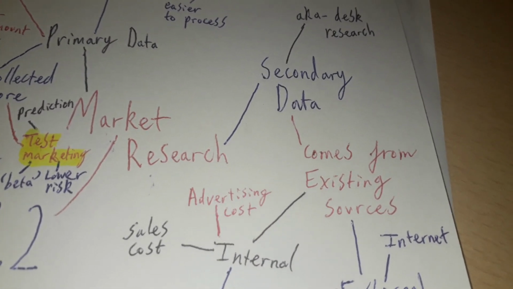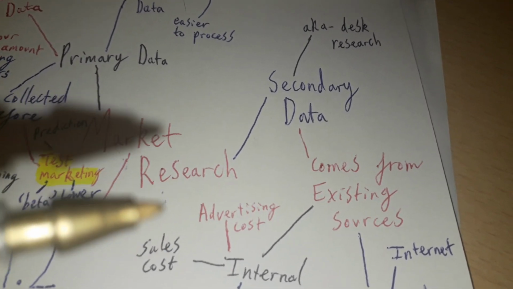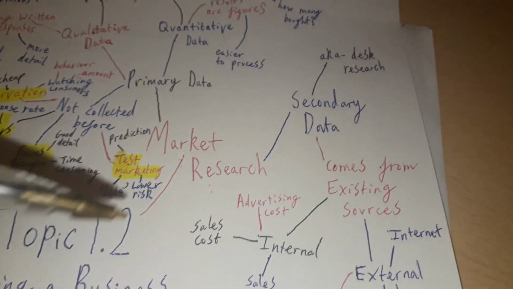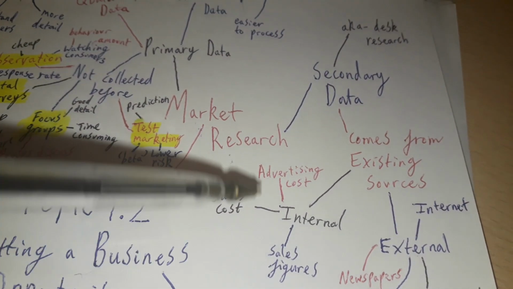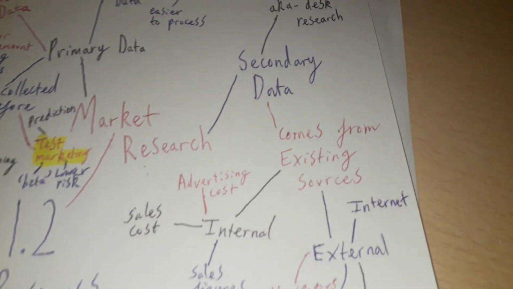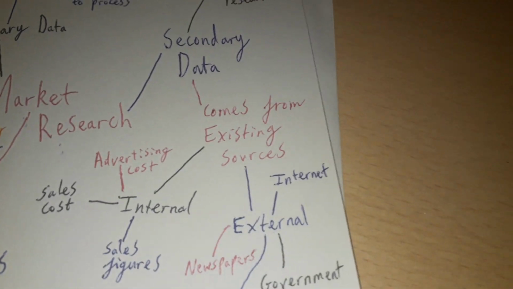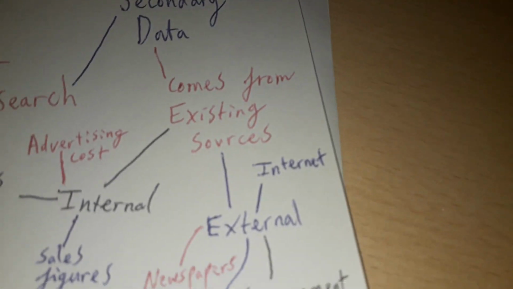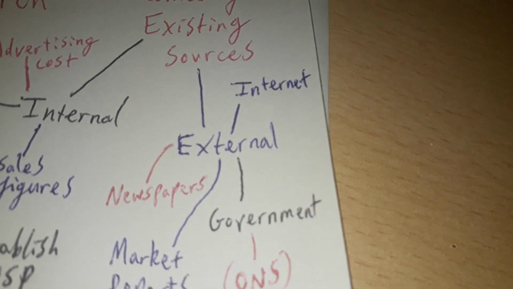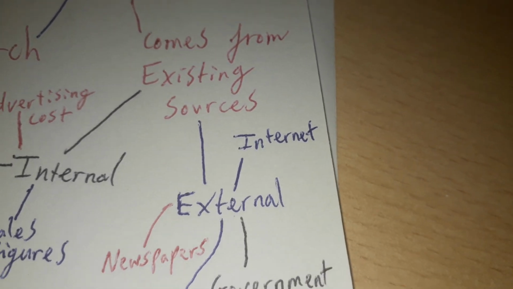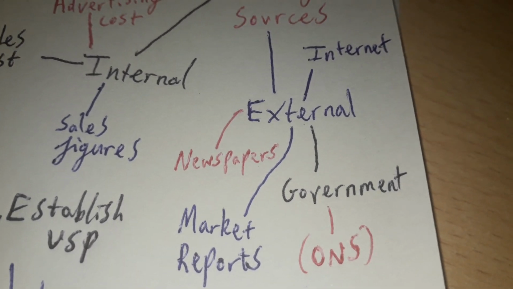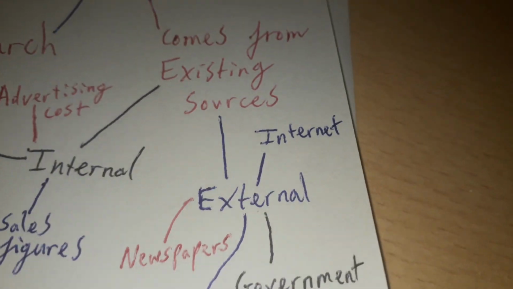If you can see how much you've spent on advertising, you can see how effective it's been and how it's brought customers in, and how many extra sales there were because of this extra advertising. It can also come from existing sources that are external. This includes the internet, newspapers, market reports, and the government. You can search it up on a computer, look at the news, or look at market reports, which are published in places including the internet.